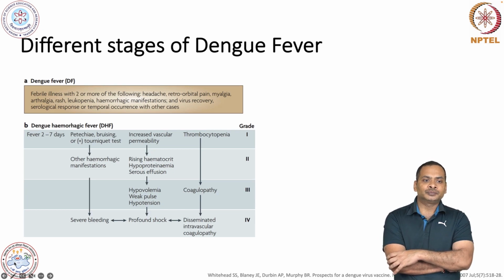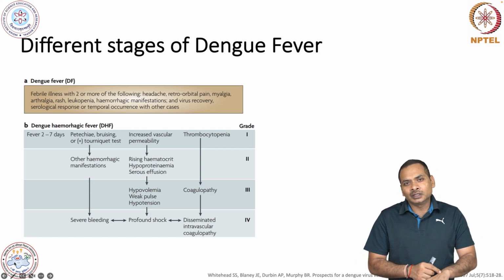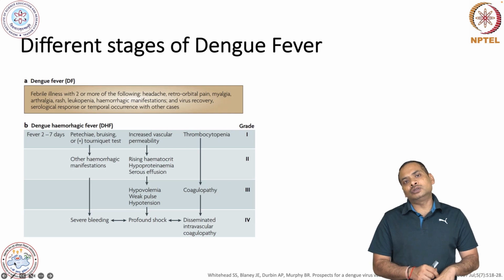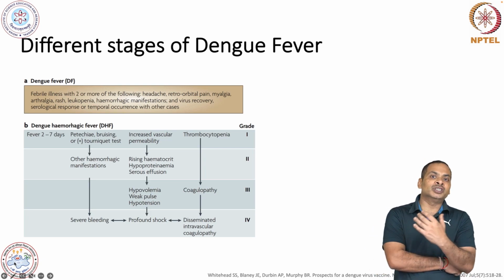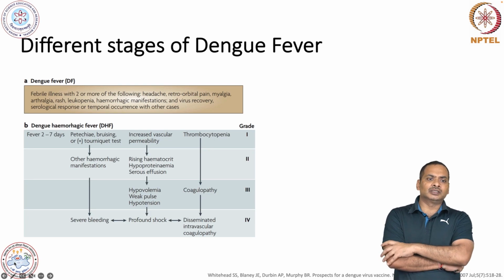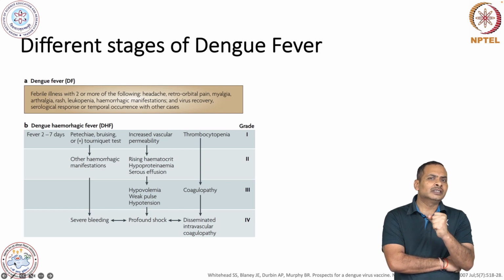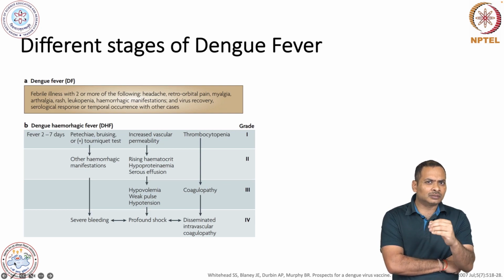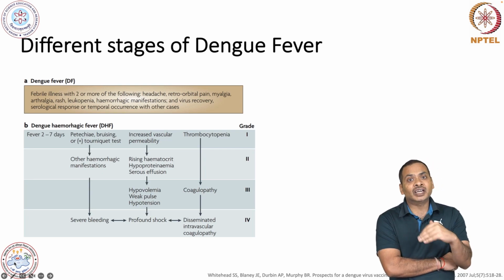There will be petechiae. Petechia is the appearance of red or dark brown spots or dots over the skin. These spots are due to internal bleeding. There is bruising, and there is a tourniquet test, which the doctor performs in order to find out the capillary fragility.